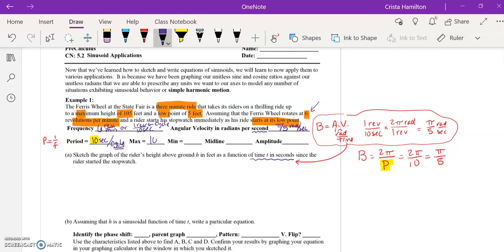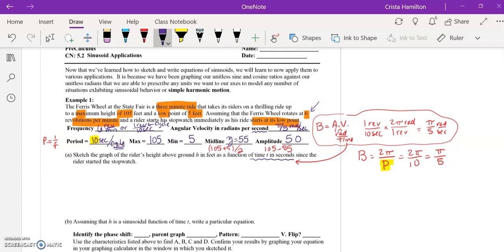Our max height was 105 feet. Our min was 5 feet. We want to find our midline, and remember the midline is the center of the max and the min, so it's the average. So I'm going to take my 105 plus 5 and divide that by 2, and that's going to give me my midline of y equals 55. And then my amplitude is going to be the difference between the max and the midline. So I'm going to do 105 minus 55, and that's going to give me an amplitude of 50. So all of that is information that you get just from reading the problem.